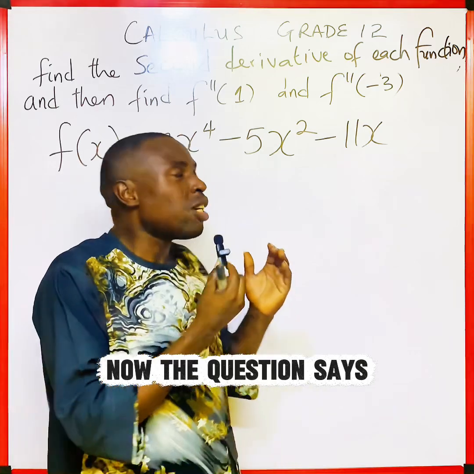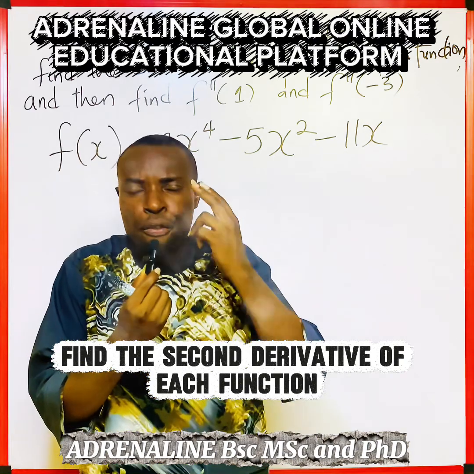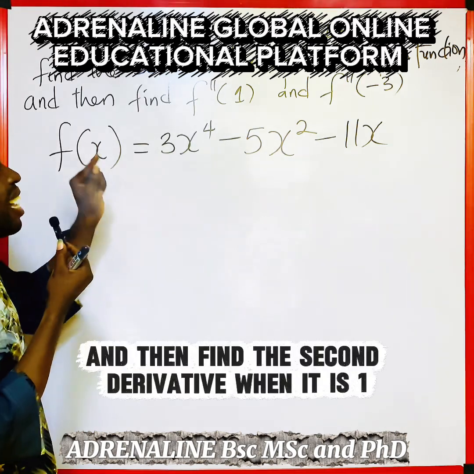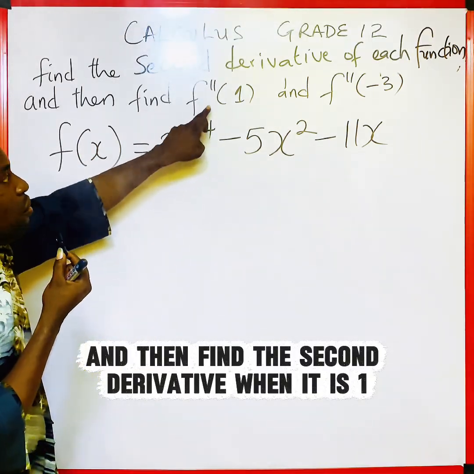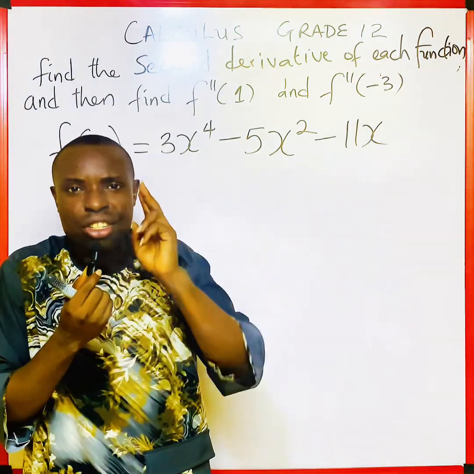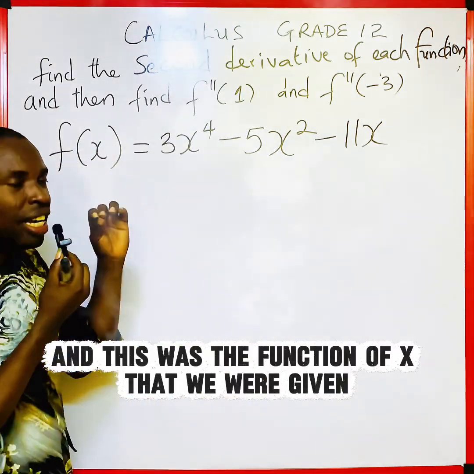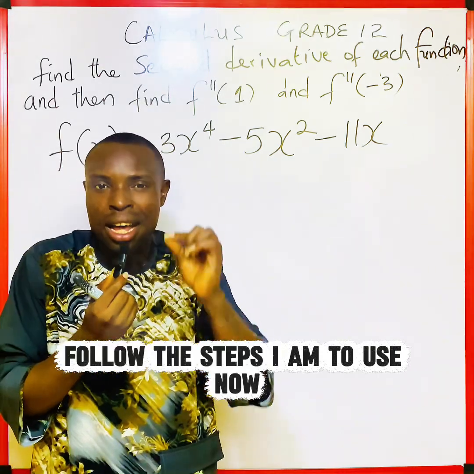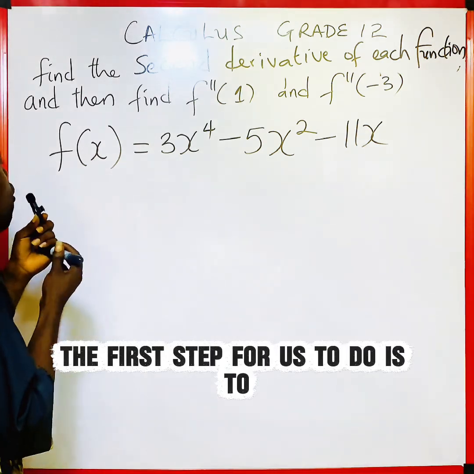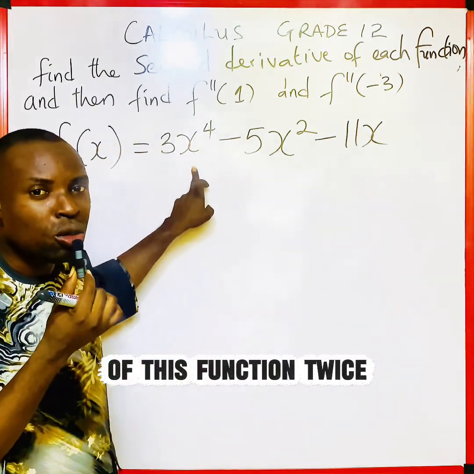Now, the question says, find the second derivative of each function, and then find the second derivative when x is 1, and also the second derivative when x is negative 3. And this was the function of x that we were given. Follow the steps I am to use. The first step for us to do is to find the derivative of this function twice.